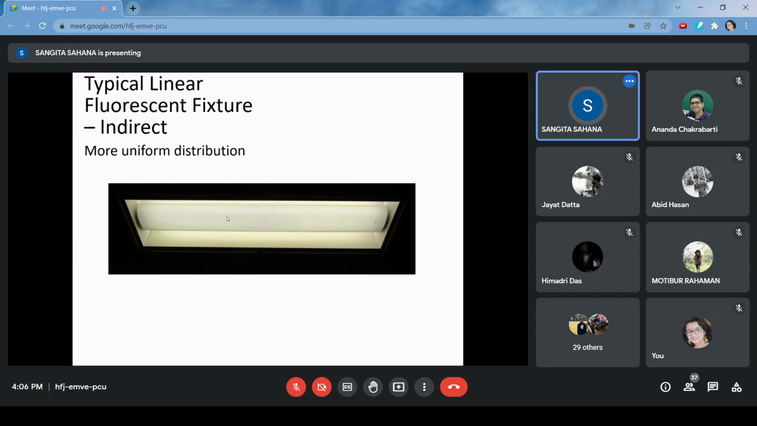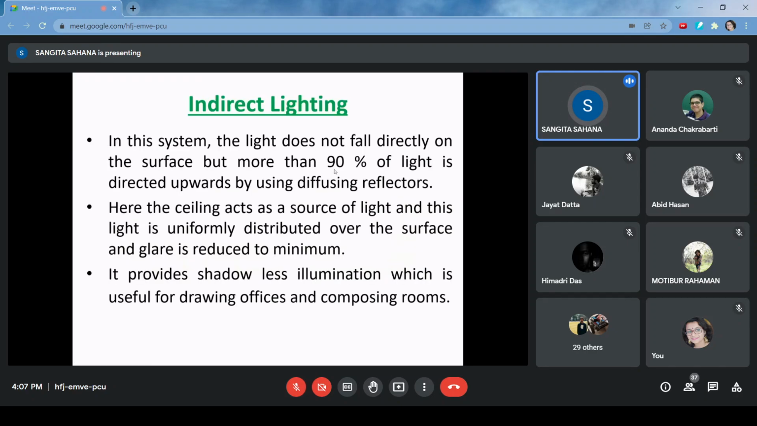Then it will come towards the downward side. So instead of a very high bright source, you will see some soothing light actually. Instead of directly coming to the eye, it will at first go towards the upward direction. Then by reflection from that ceiling or the upper portion of the luminaire, it will come towards our workspace. So the light is uniformly distributed.